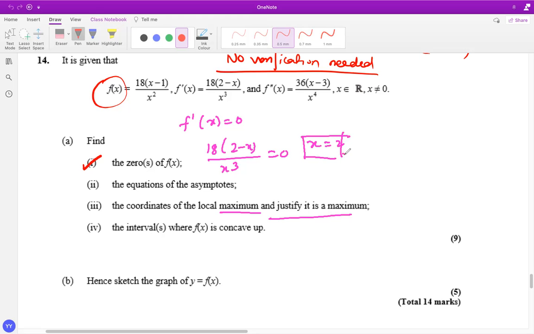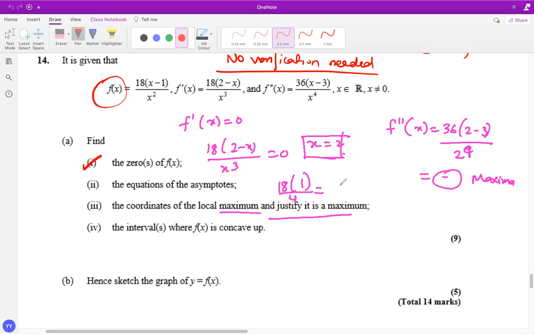Now, to check whether it's a maximum or minimum, you plug into the double derivative. If I plug this into the double derivative, we get 36 times (x minus 3) over x to the power 4, which at x equals 2 comes out as negative. Hence, it is a maximum. Now, the maximum value you get by plugging x as 2 into the original function: 18 times 1 over 4, which is 4.5. So this is the exact maximum value.